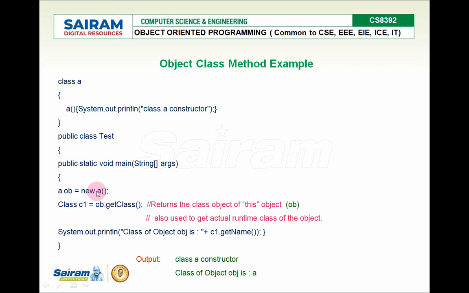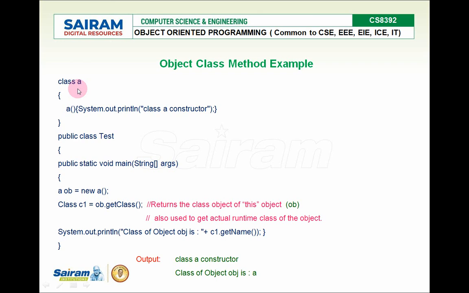So instantiating the object by calling the constructor, OB is the object of class A. Now what I'm doing is creating the C1 object, which is a class object. With that, any object can refer to the OB class, right? So OB is the object which belongs to class A, or it is a reference of class A.